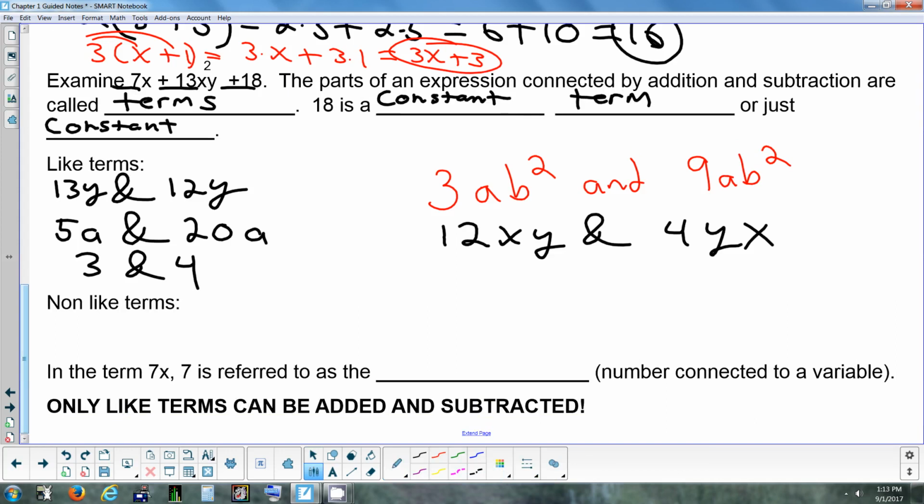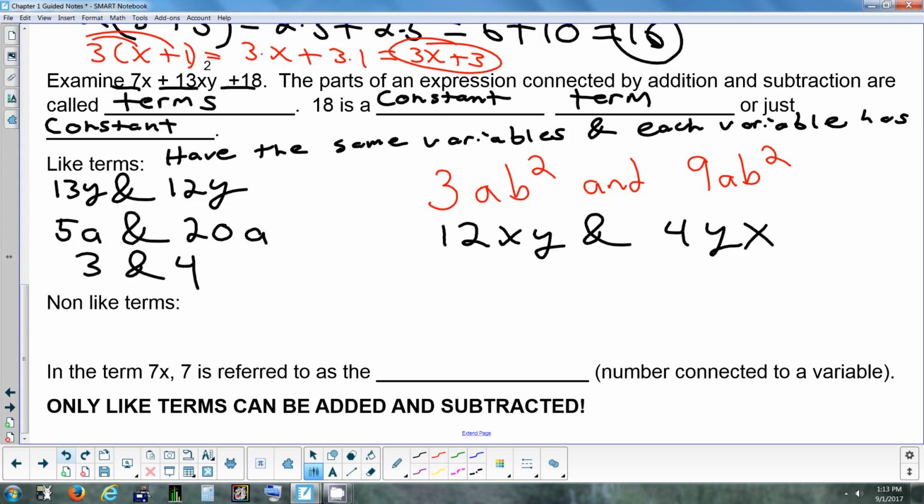So to formalize what like terms are: like terms have the same variables, and each variable is to the same power. Mr. Roy had a b with an exponent of 2, and another b with an exponent of 2. He couldn't do this: you have an a and an a, you have a b and a b, but one of your b's has an exponent of 3 and one has a 2. The exponents have to match. So like terms have the same variables, and each variable has the same exponent.